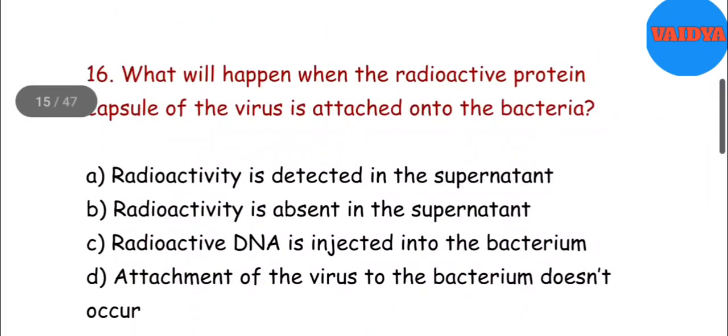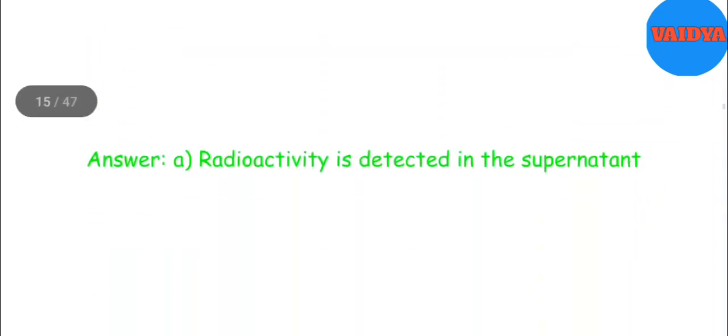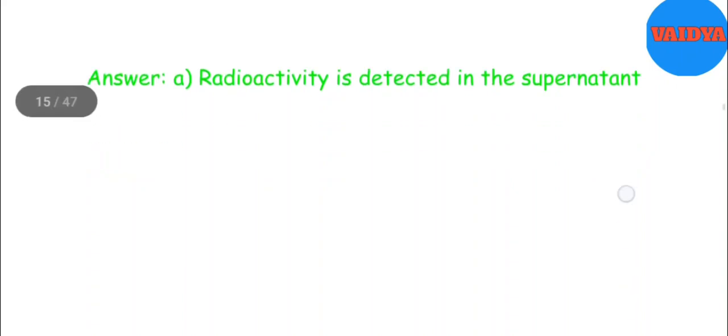16. What will happen when the radioactive protein capsule of the virus is attached onto the bacteria? A. Radioactivity is detected in the supernatant. B. Radioactivity is absent in the supernatant. C. Radioactive DNA is injected into the bacterium. D. Attachment of the virus to the bacterium doesn't occur. Answer. A. Radioactivity is detected in the supernatant.